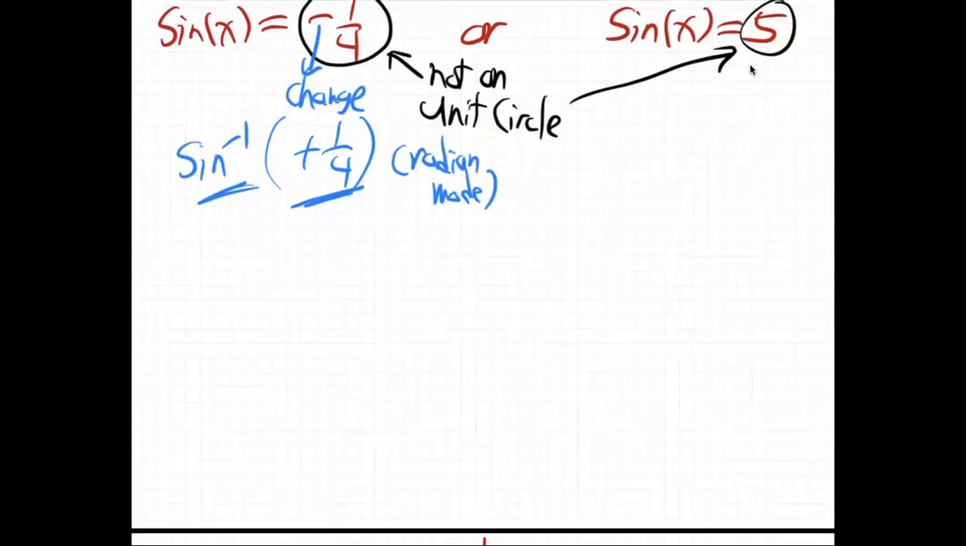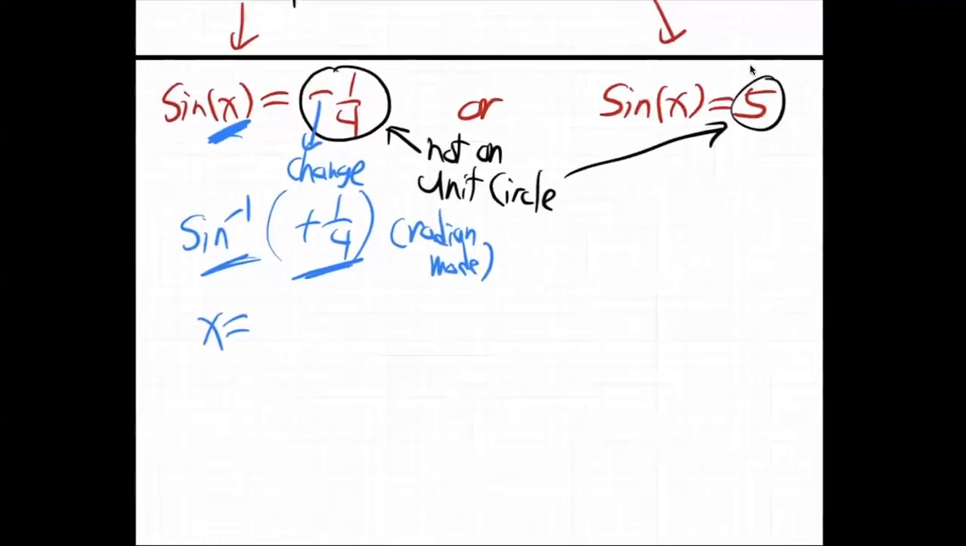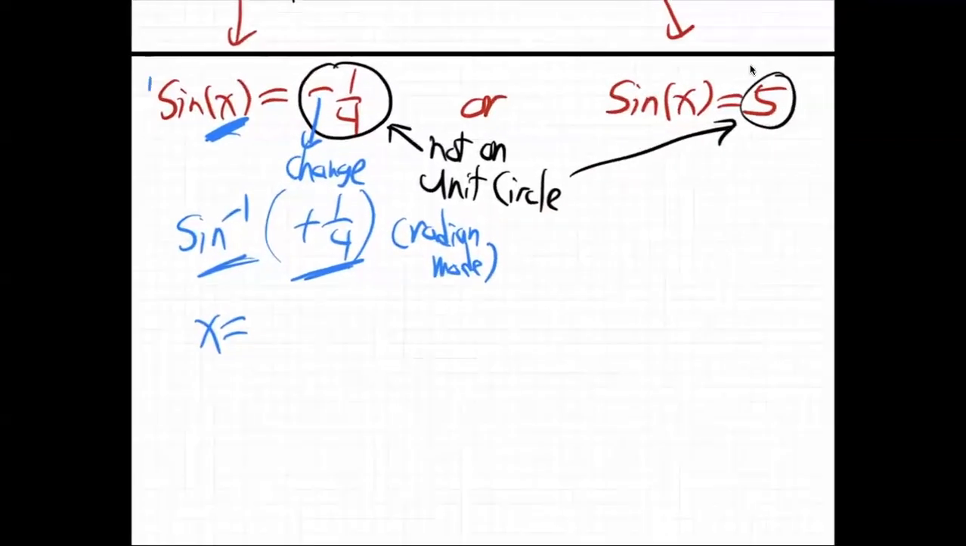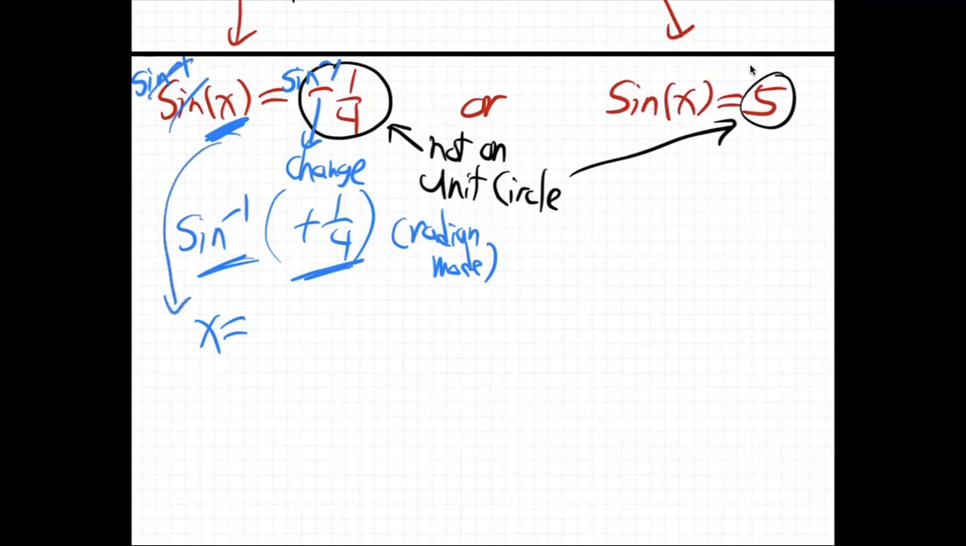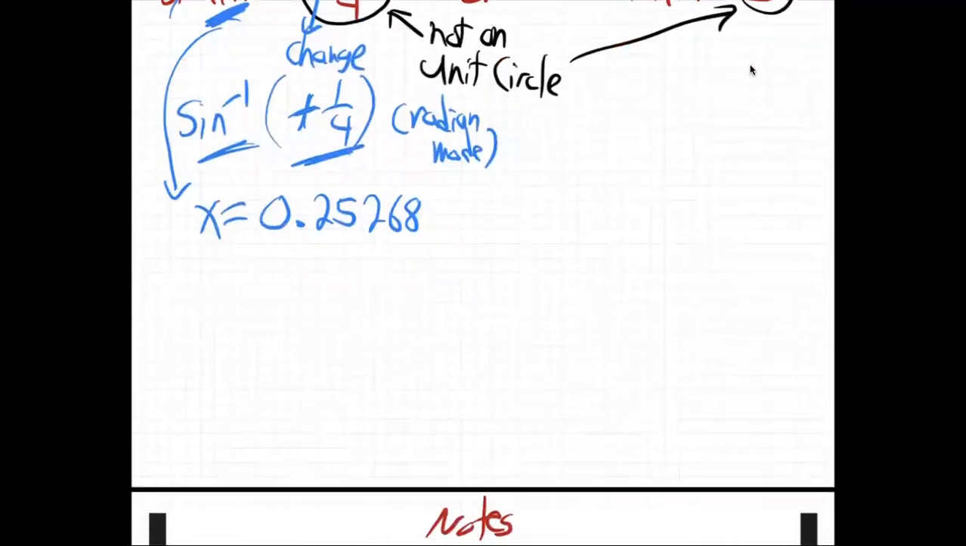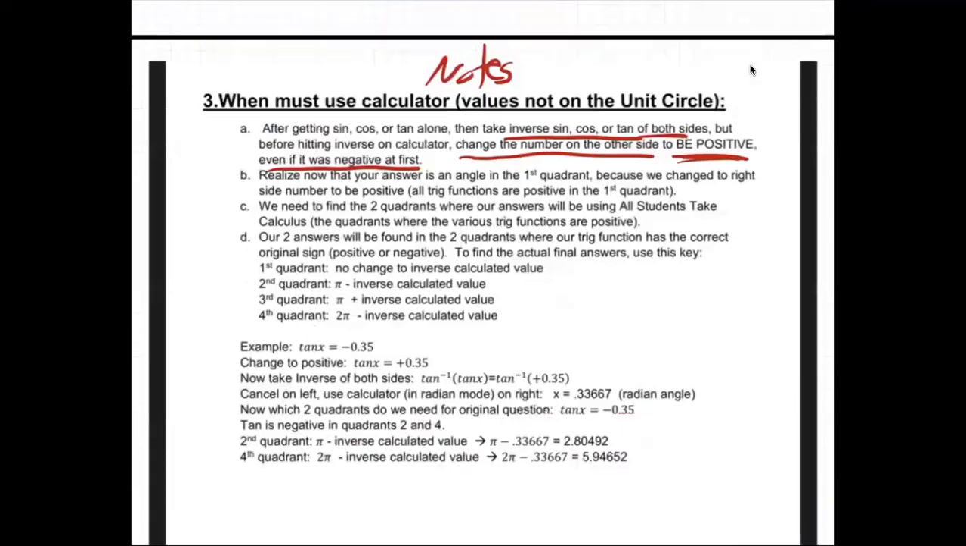I'm getting x equals, because it's still x, right? X equals. So notice what I basically did is I just did sine inverse of this side and sine inverse of that side, but I changed it to positive. These canceled out, so x is alone. And the other side, I changed to positive, hit the buttons on the calculator. We get 0.25268. Now, that's step 1.